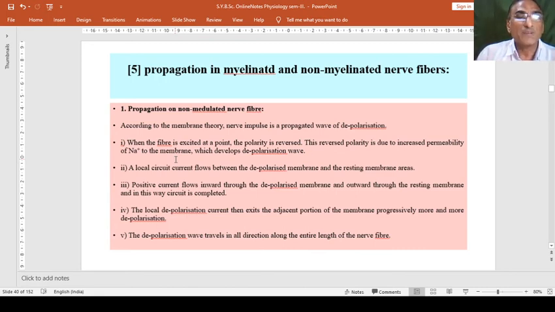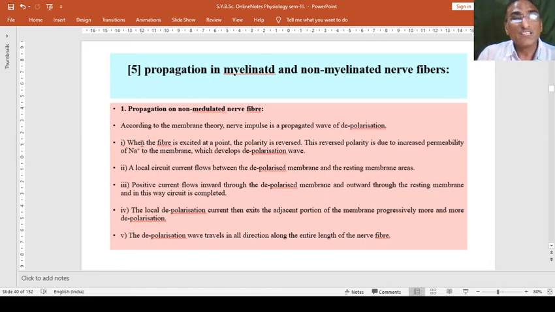According to this membrane theory, the nerve impulse is propagated and depolarization or repolarization is consequently observed. But here in these nerve fibers, the depolarization is to be studied first, in priority. We will see how the propagation occurs.